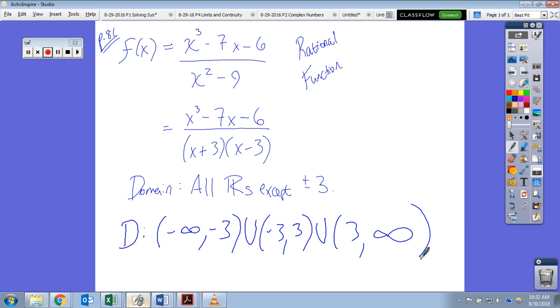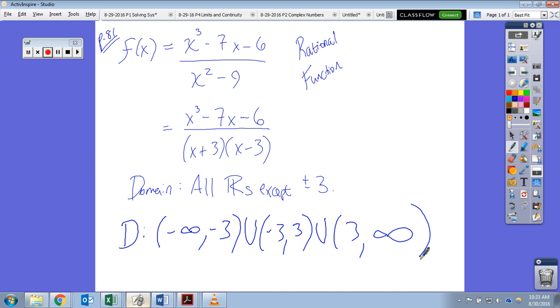Because it can be all reals except plus or minus 3. So if you imagine going all the way from negative infinity up to negative 3, it's important that it's in parentheses because it doesn't include the value. A bracket includes the value. Why is there not a bracket around infinity and negative infinity? Because infinity and negative infinity are not numbers. It's just an idea of going on forever in that direction. They're not actually values that you can contain.